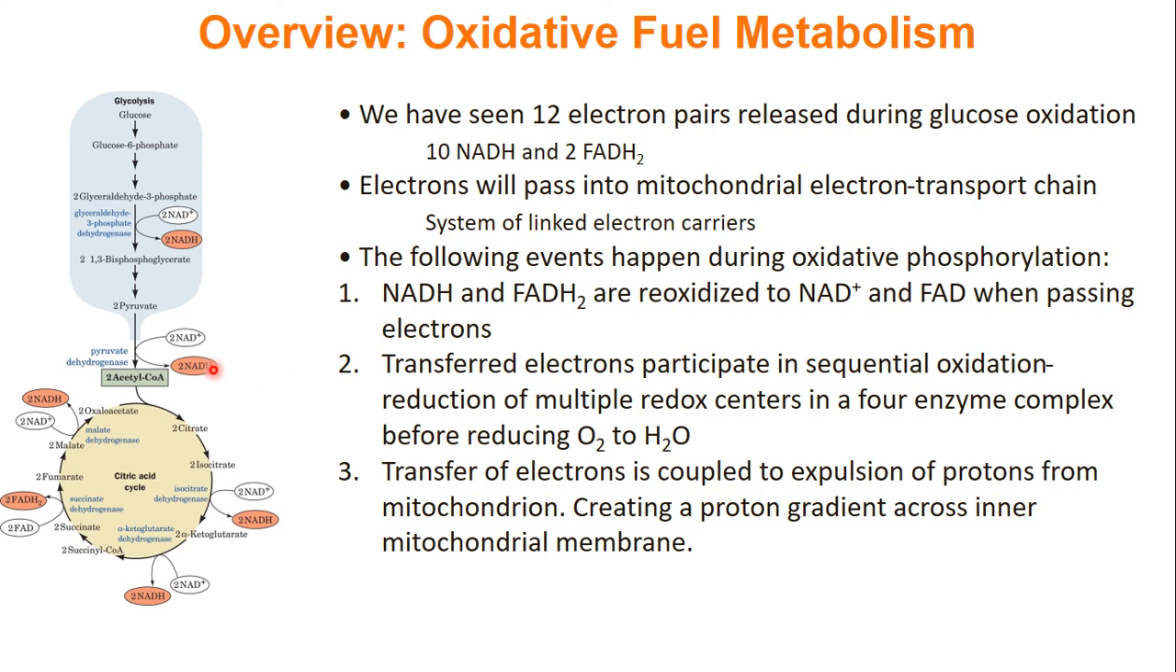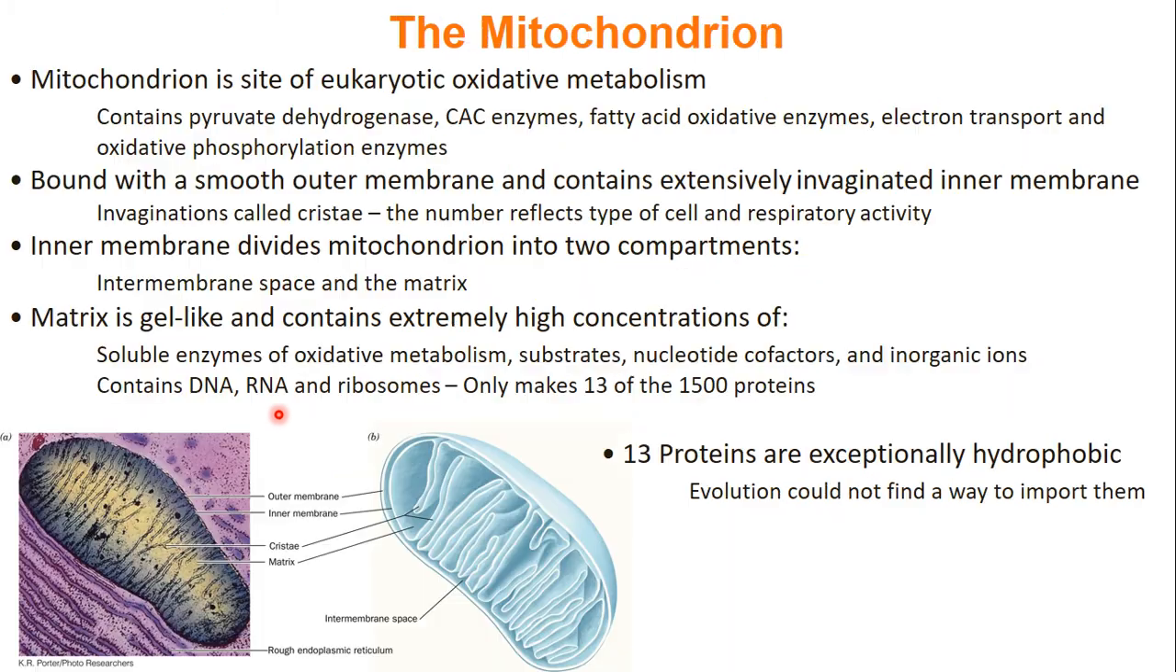We're going to take the electrons that we've gained in these compounds and we'll pass them into the mitochondria's electron transport chain. From there, we're going to transfer the electrons through a series of redox centers to ultimately get to oxygen to make it into water. As we are transferring electrons, we're going to expel protons from the mitochondria, creating a proton gradient across the inner mitochondrial membrane, which we will then use to create ATP.